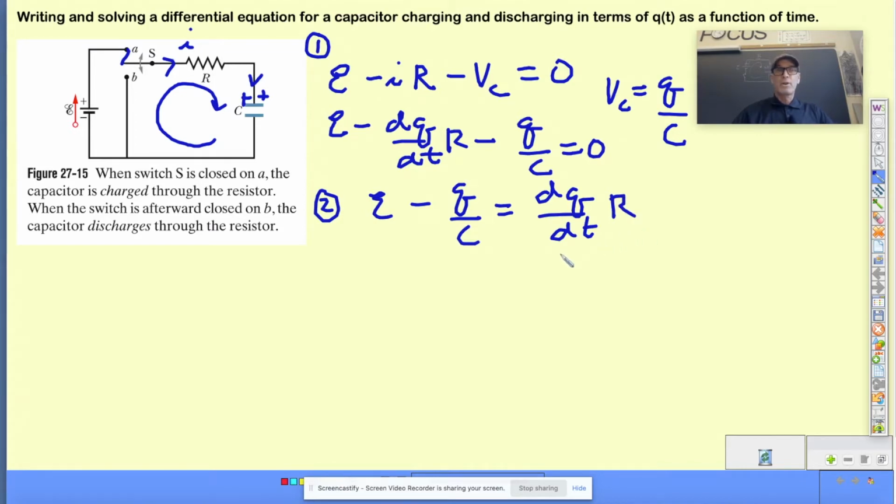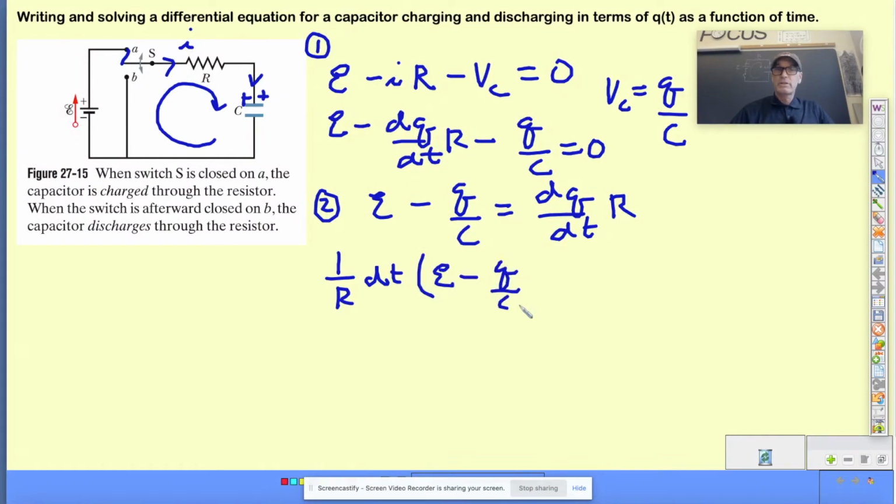Okay. All right. My next step, I'm going to multiply both sides by dt, and I'm going to divide both sides by R. I'm going to divide both sides by E minus Q over C. Now, I said those 3 algebraic steps, and hopefully you'll follow me when I go through the next step. All right, so multiplying both sides by dt and dividing both sides by R, I get 1 over R dt.